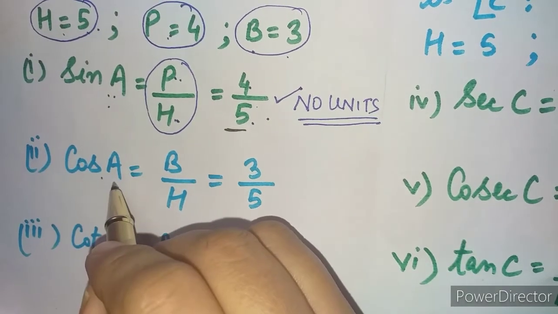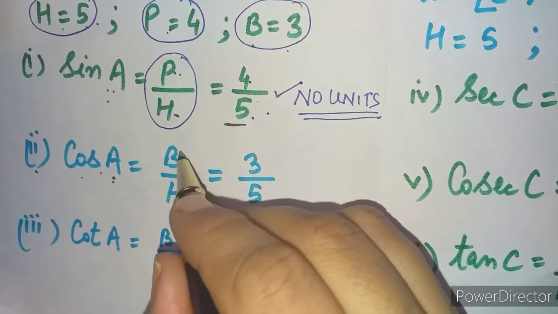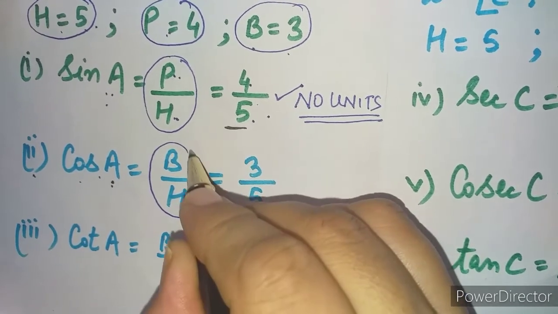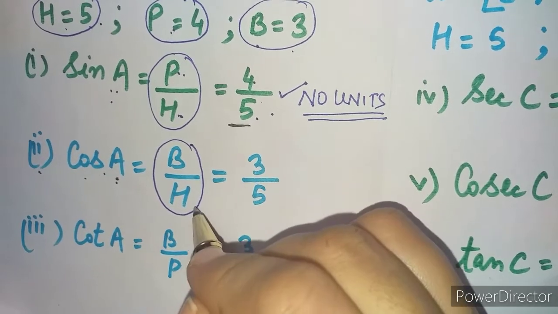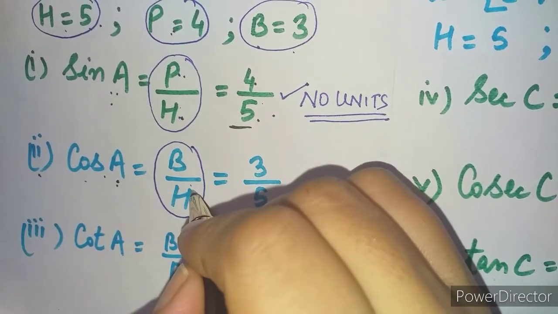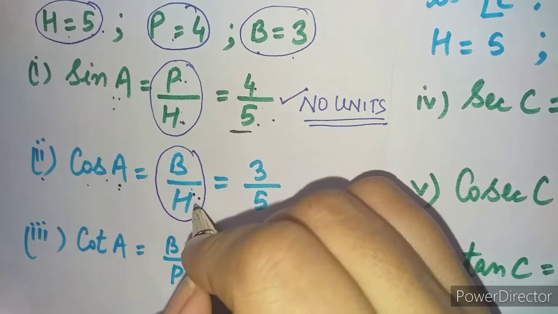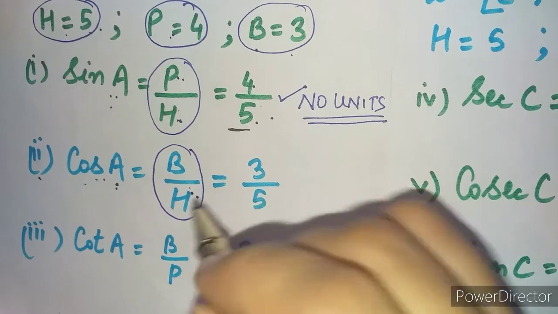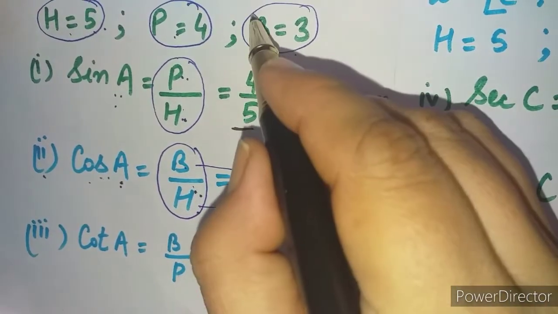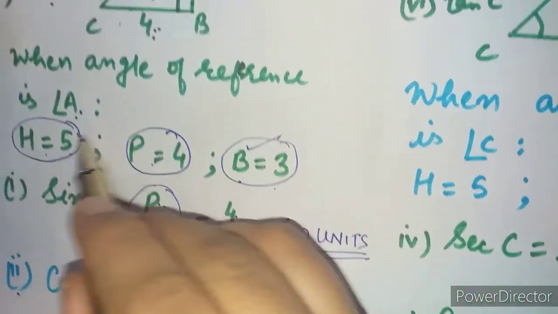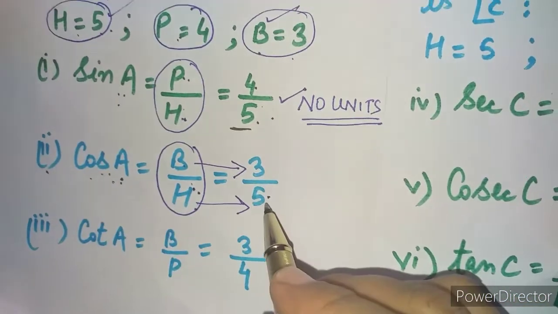Then comes cos A. The second part is cos A, and the formula you remember is B upon H. Students, I told you in the start that at the end of the video I am going to tell you a very easy way to remember the trigonometric ratios, so keep watching till the end. Here I have written cos A is equal to B by H. The value of B is 3 and H is 5. Again I have taken them from here and here. I simply kept the answer as it is: cos A is equal to 3 by 5.